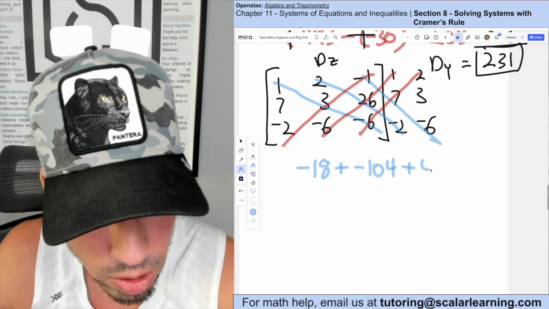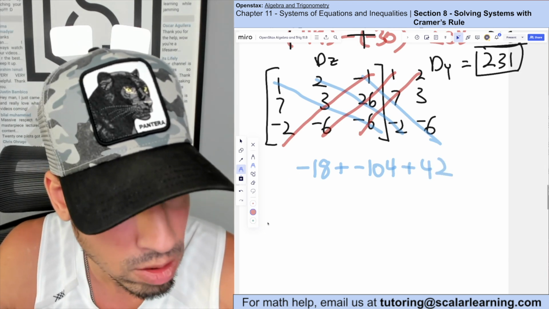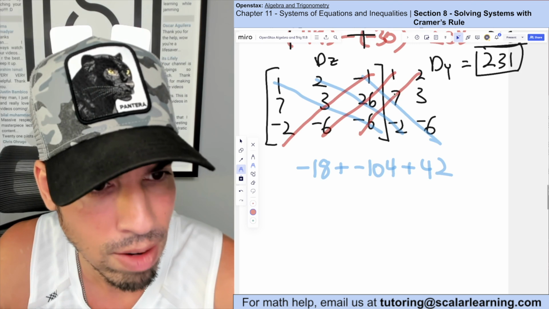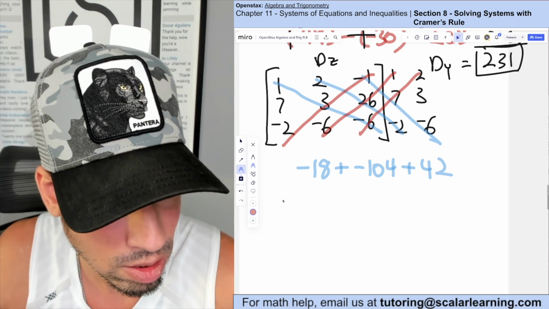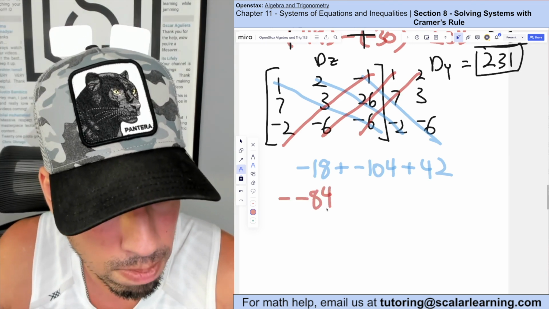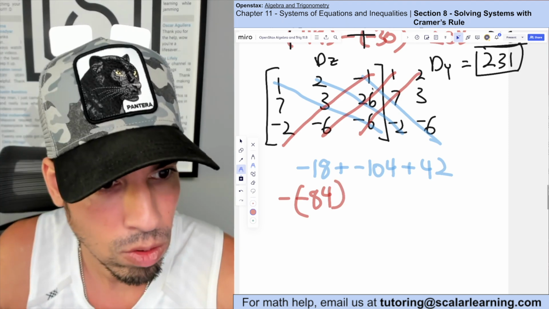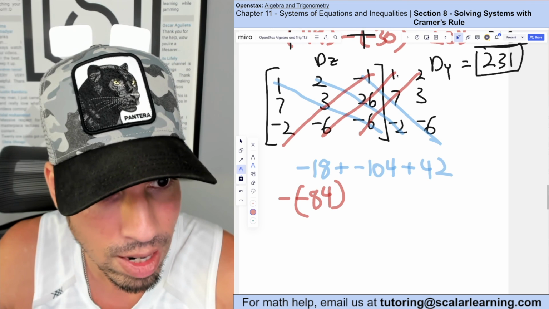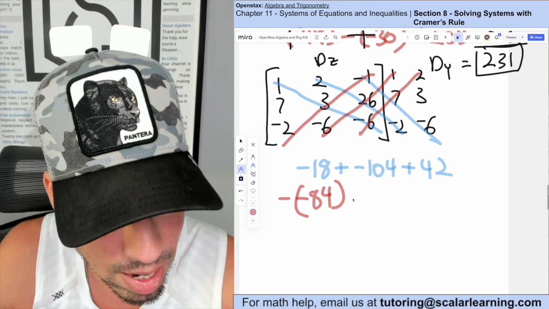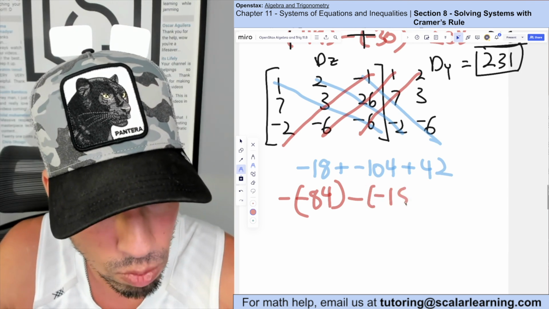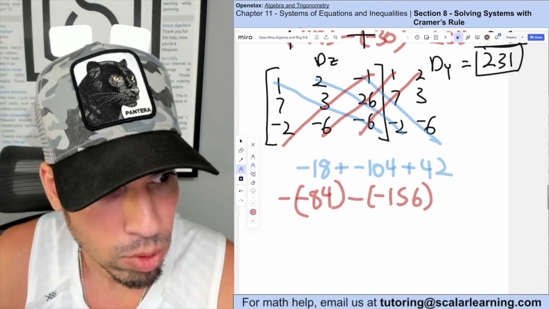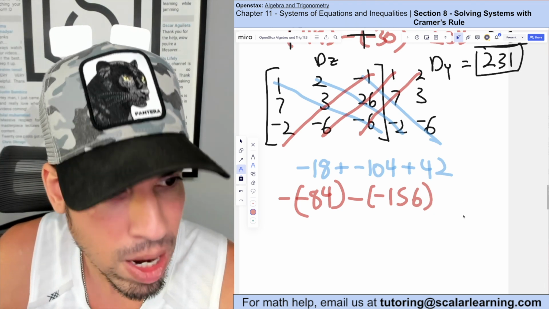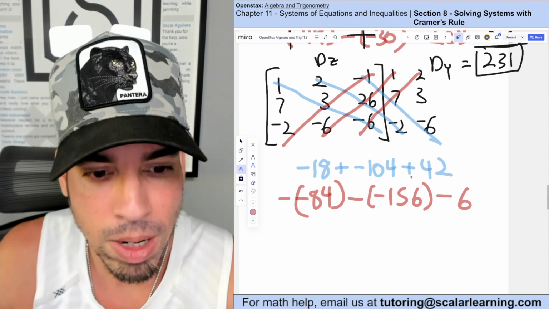7 is 42. Okay, now to do the reds, and we're minusing all those. 2 times 7 is 14 times negative 6 is negative 84, and we're minusing that, right? And then 6 times 26, 120 plus 36, 156, and times 1, but it's negative, so negative 156. And then we got negative 1 times negative 2 times 3, which is positive 6. So we're minusing that positive 6, negative 6.